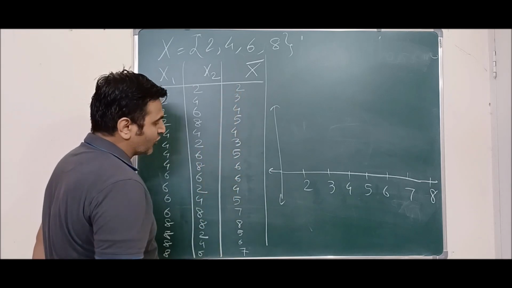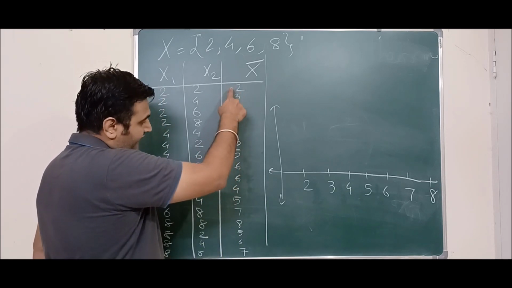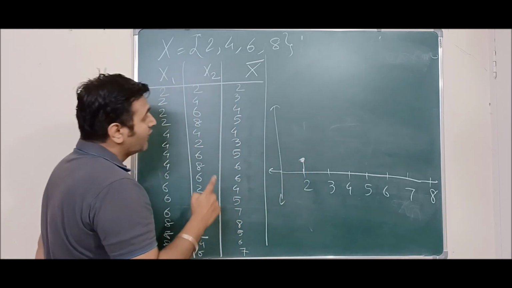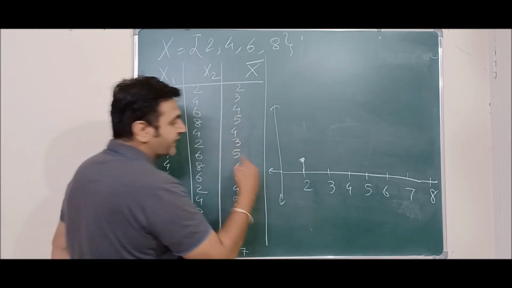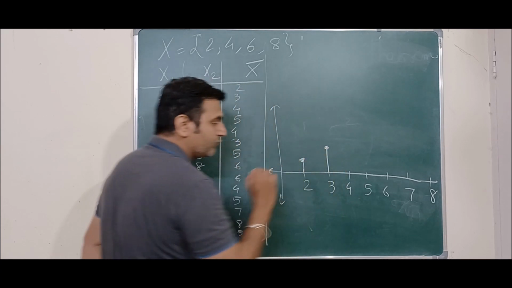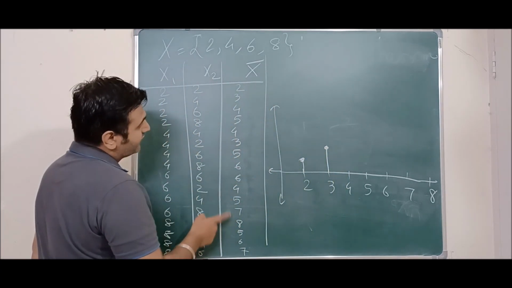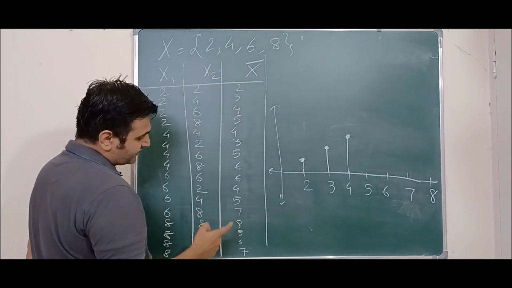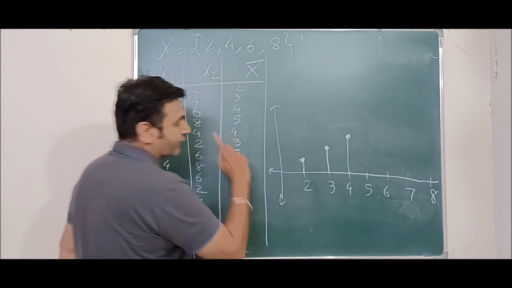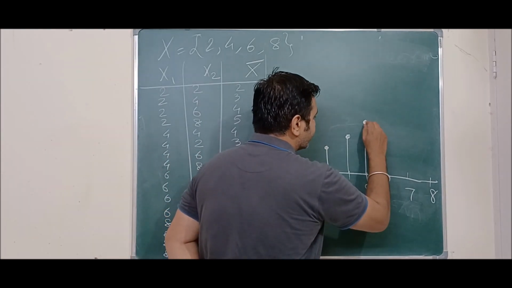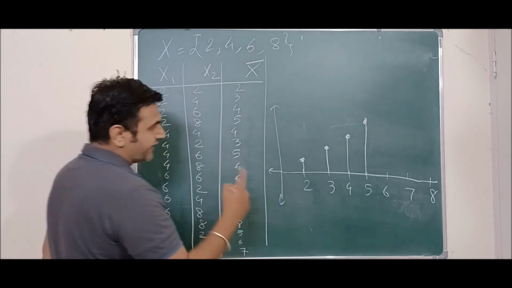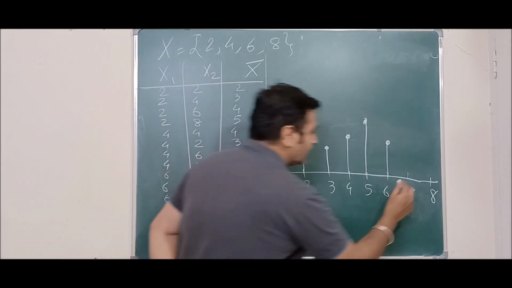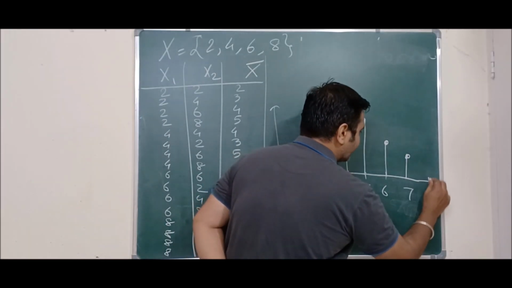Now there are 16 values. How many times is 2 coming? Only one time. So the probability of 2 is 1 by 16. How many times is 3 coming? 2 times, so the probability of 3 is 2 by 16. 4 is coming 3 times, so it is 3 by 16. 5 is coming 4 times, so this will be 4 by 16. Then 6 is coming 3 times, 3 by 16. 7 is coming 2 times, 2 by 16, and 8 is coming 1 time, so 1 by 16.